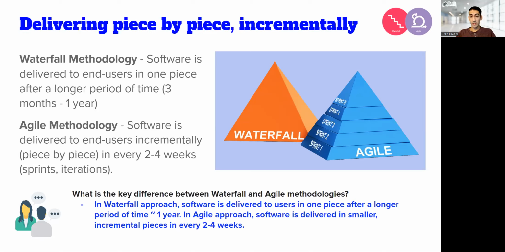I'll just try to explain it in a very simple way. If you look at this picture here, think of it that way. If you deliver the product in one piece after a long period of time, that's Waterfall methodology. If you deliver it piece by piece over a period of time to the end client, that's Agile, right? And there's special terminology used when we talk about piece by piece, that's incrementally and iteratively.